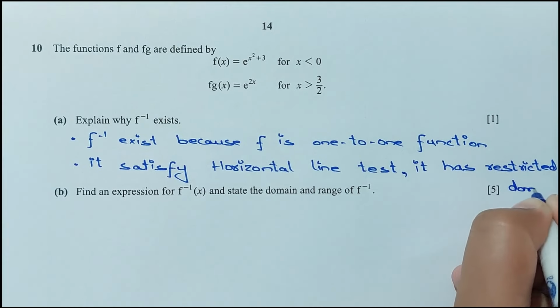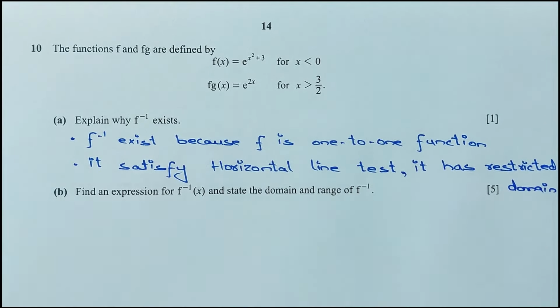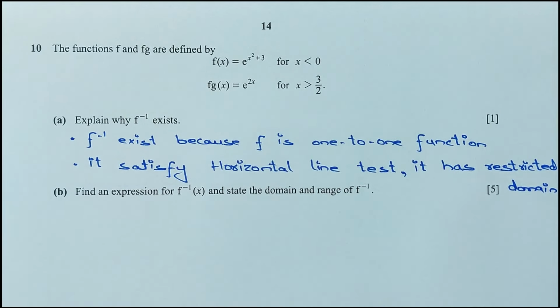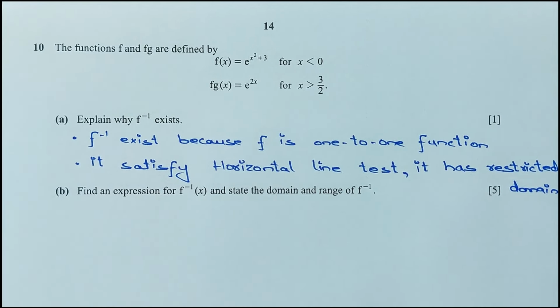When the domain of the function is restricted, it means its inverse must exist. Here x is less than 0, the values that are less than 0. So these are the three conditions: the function must be one-to-one, it must satisfy the horizontal line test, and it must have a restricted domain. If these conditions, or any one of the conditions, is valid, then the f inverse of that function exists. Now moving to part B: find an expression for f inverse and state the domain and range of f inverse.